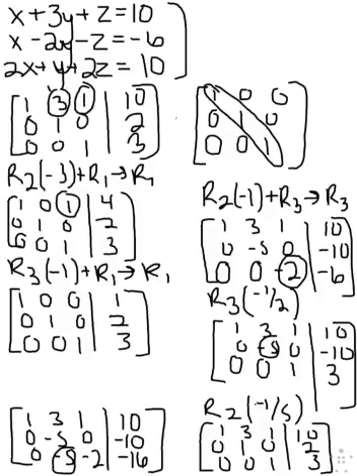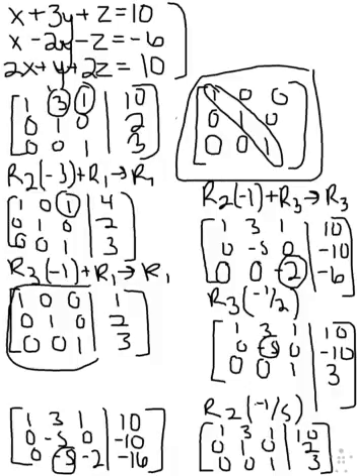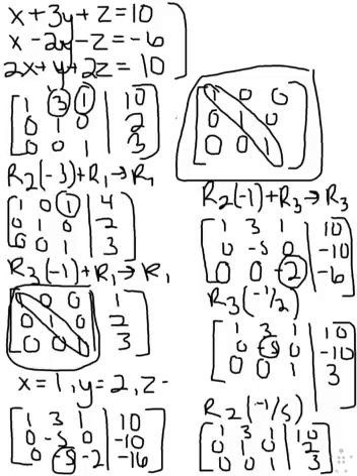And as you can see, we have reached the point where all the constants are 1, and we have solved the equations. So x equals 1, y equals 2, and z equals 3.